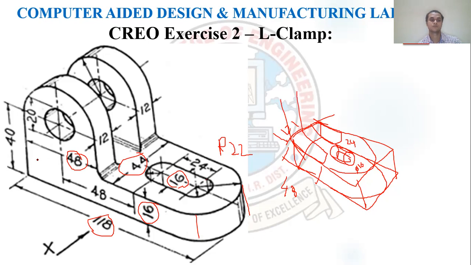You have to calculate the height. The height is not given exactly here. So already we have drawn 16. So 40 minus 16 comes as 24. Already 16 has been generated at the bottom. So 40 minus 16 comes as 24.